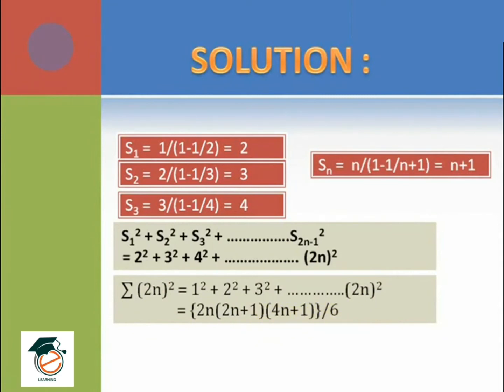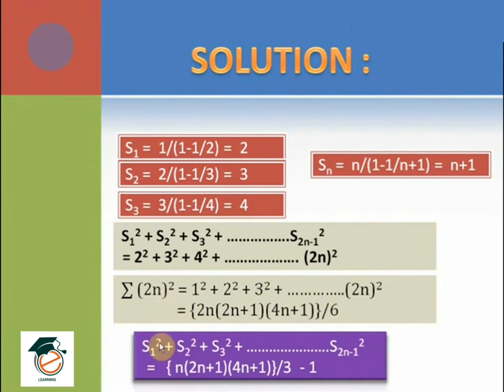Now an important formula to notice is that the summation of n square is equal to n into n plus 1 into 2n plus 1 whole divided by 6. We are going to study about this formula in the upcoming lectures, but for now let's use this formula and get the value of summation of 2n square equal to 2n into 2n plus 1 into 4n plus 1 whole divided by 6. And so we can say that S1 square plus S2 square plus S3 square and so on up to square of S of 2n minus 1 is equal to n into 2n plus 1 into 4n plus 1 whole divided by 3 minus 1.